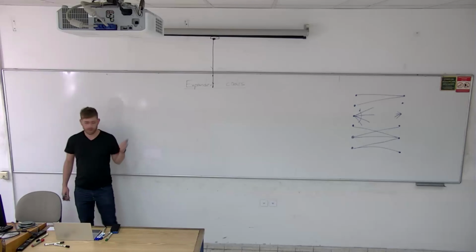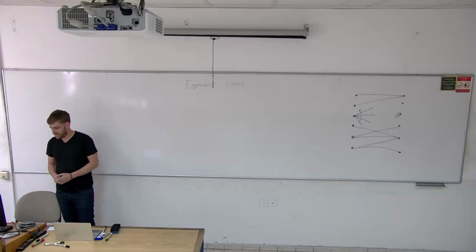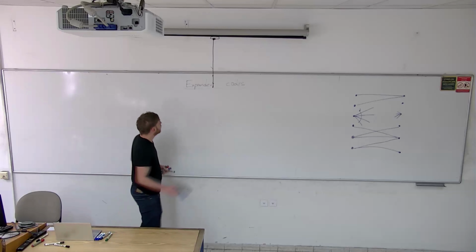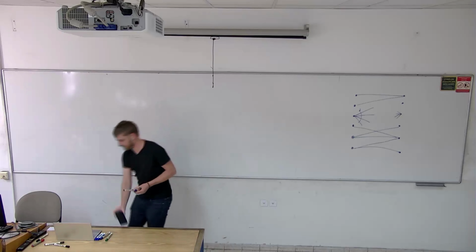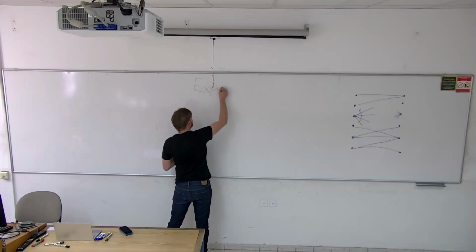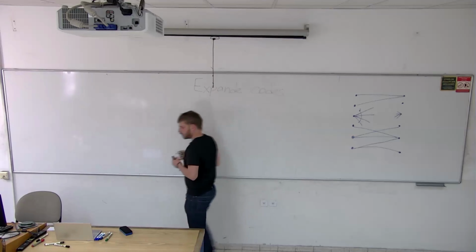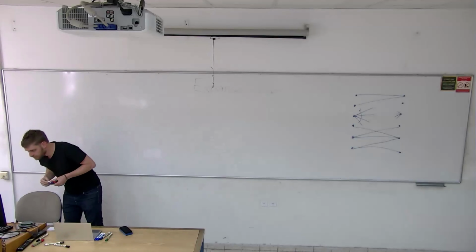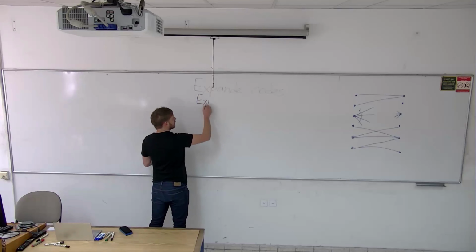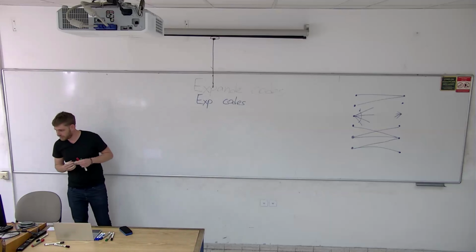Okay, so today's topic is expander codes. Can you see it on the board? I'll try to. How about now? Should I use another one? Better?